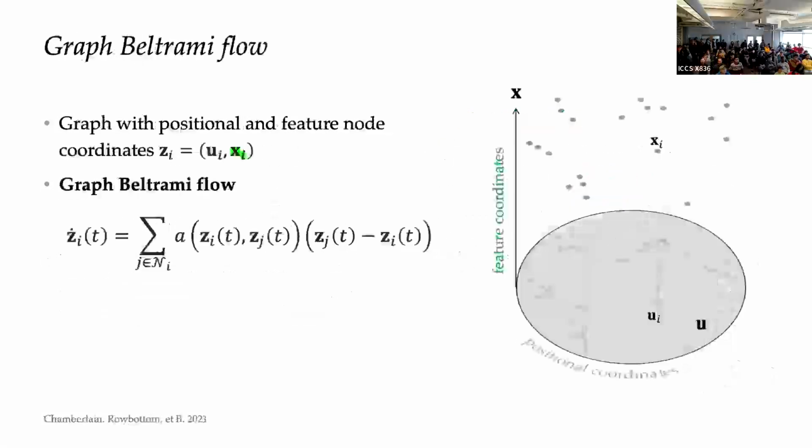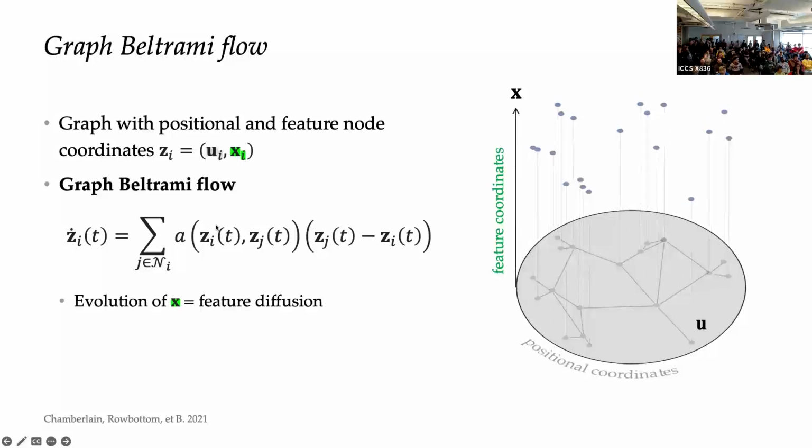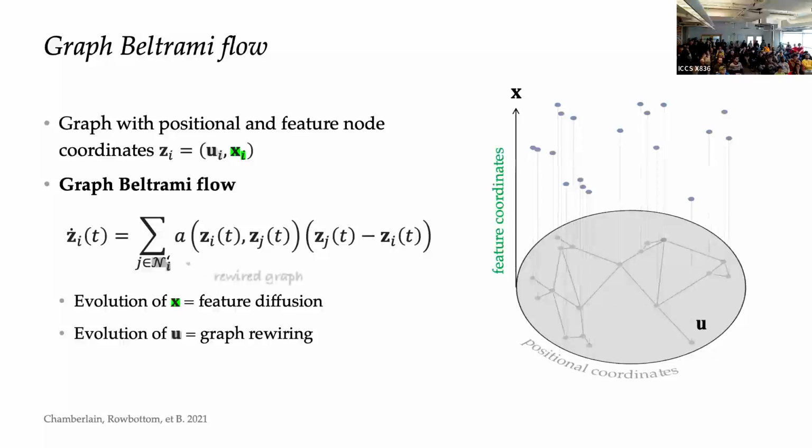So we can do the same thing on a graph. Now every node comes with positional coordinates and feature coordinates. They're coupled through this learnable diffusivity function, attention. And now the evolution of the feature coordinates is the standard feature diffusion. But the evolution of the positional coordinates you can think of as a kind of soft graph rewiring. So if you have two nodes and they come close in the positional space, then I can decide to introduce an edge between them, to facilitate the flow of information. And conversely, if they drift apart, I can decide to cut the edge so I don't flood my graph with unnecessary information.